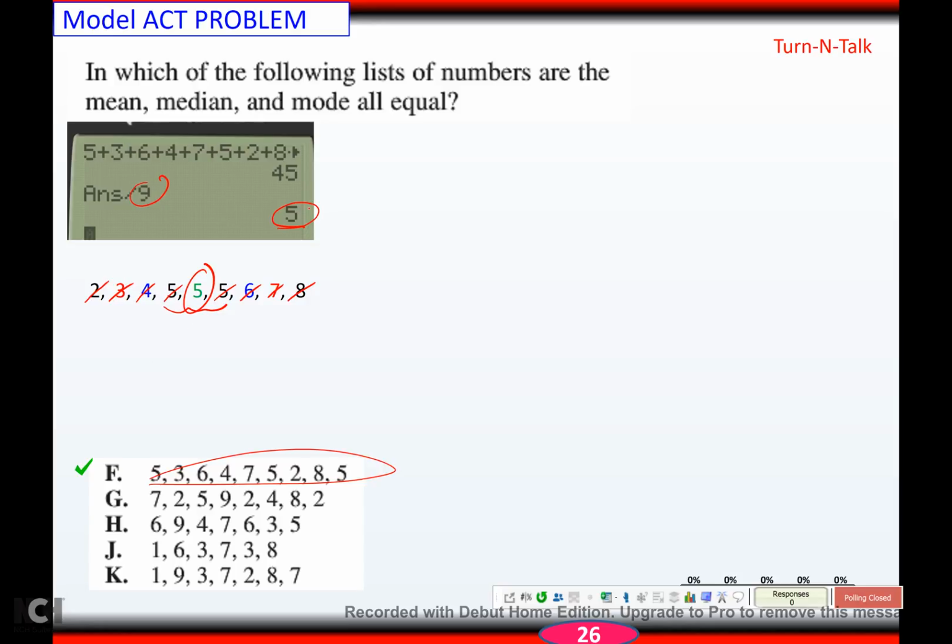So I've got a mean of 5, a median of 5, and a mode of 5, and that's what they wanted, the one where all 3 of those were equal. So I found it, and there's not a choice where it's more than one of them, so I didn't check the rest.